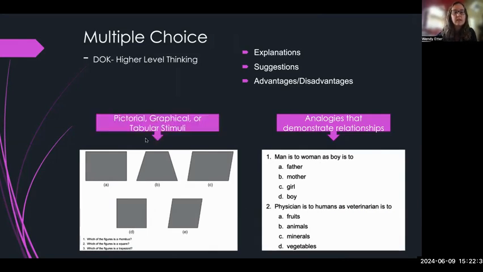And then this one over here has pictorial or tabular stimuli. It's asking you different questions about the shapes. So you have to look at the application level of Bloom's taxonomy to have higher levels of learning identified.